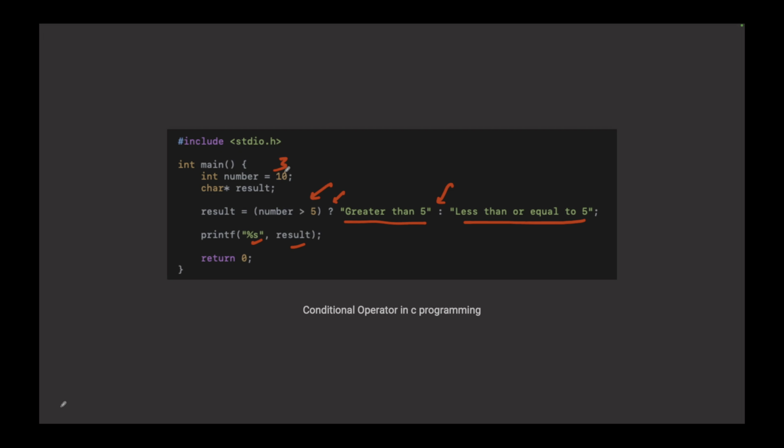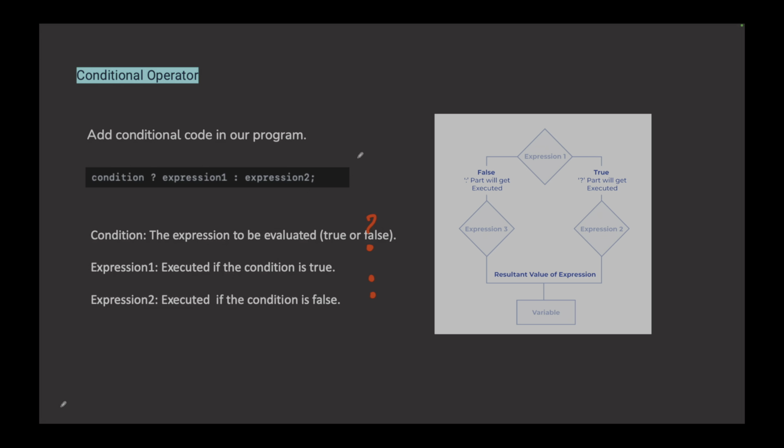Suppose the number is 3, it will leave this part and it is like a false condition. Then after this colon, less than or equal to 5 is printed. You got this. This is a really handy tool while we are writing big code in C programming. We can frequently use this one-line code in order to decrease our code length. Instead of writing if and else statements, we can write this very easily. That was the condition checking part.